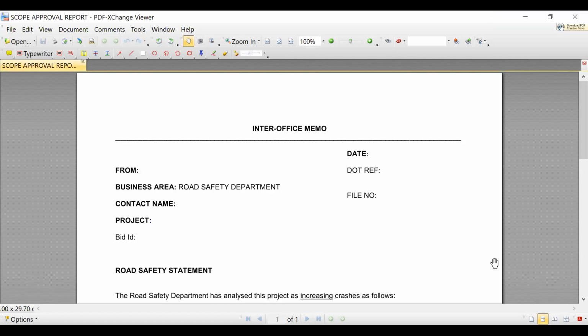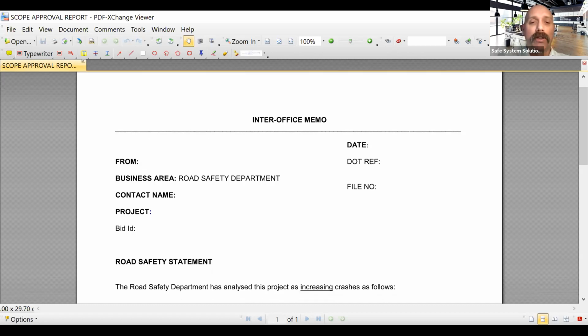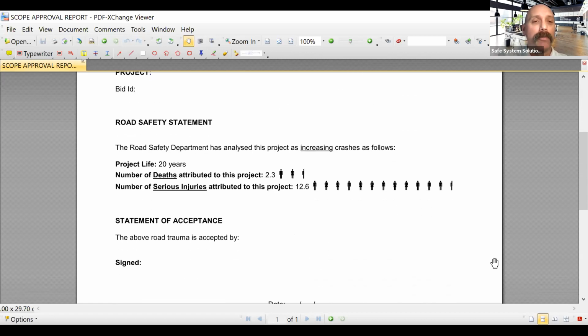We can see that now, the memo. This is just a template, a memo that I used to send. I was in the road safety department and getting these business location designs under the congestion management program. They give it to the road safety department to check it's all safe. Well, I started sending this back, putting in whatever project it was. And then a road safety statement: the road safety department has analysed this project as increasing crashes as follows. Project life, 20 years.